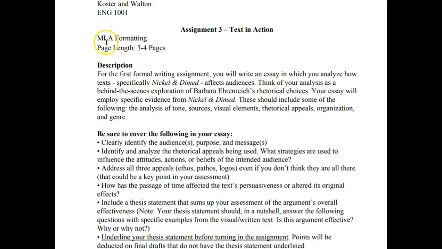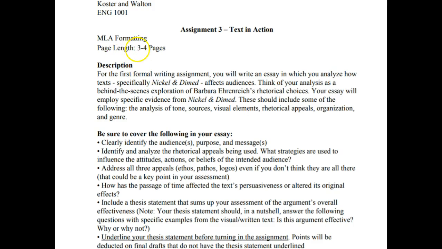You're going to have to make sure that everything's MLA formatted, so that means name, last name, and page number up at the top right hand corner. And you want to make sure that you follow other elements of MLA formatting as well.